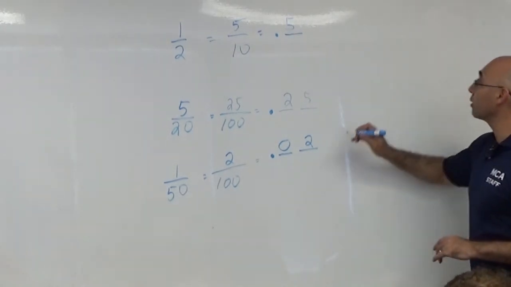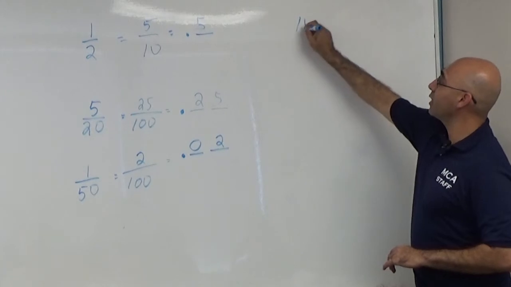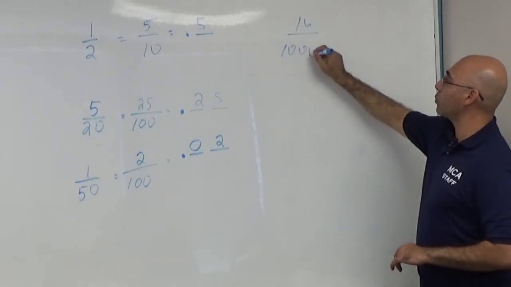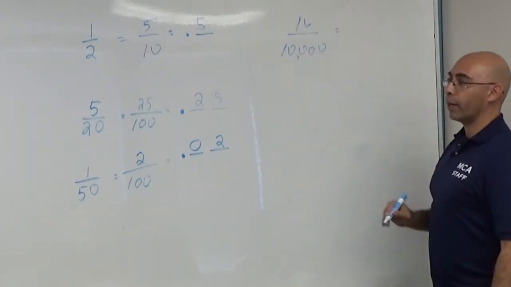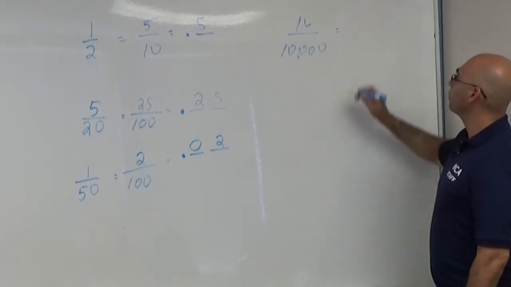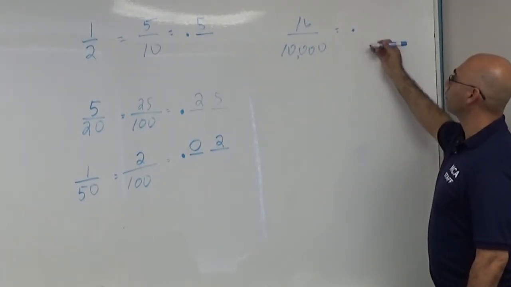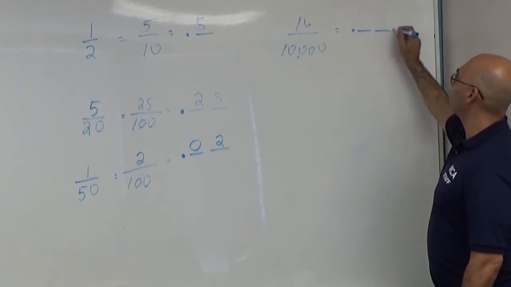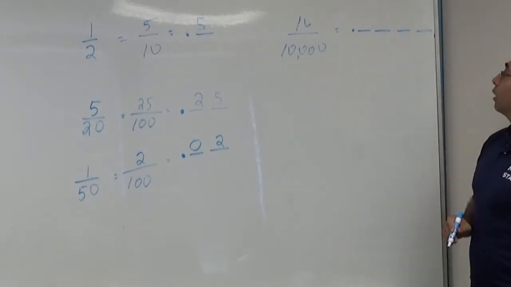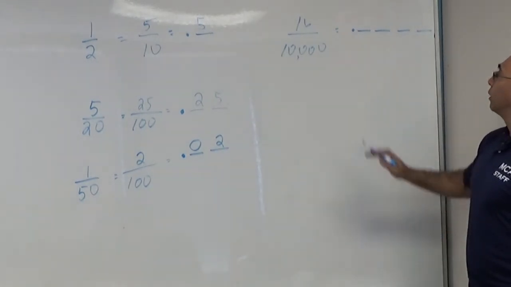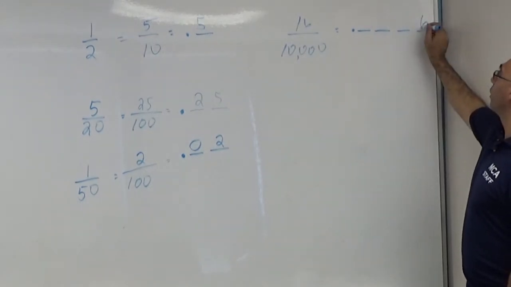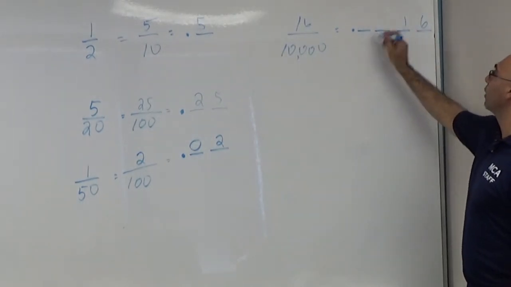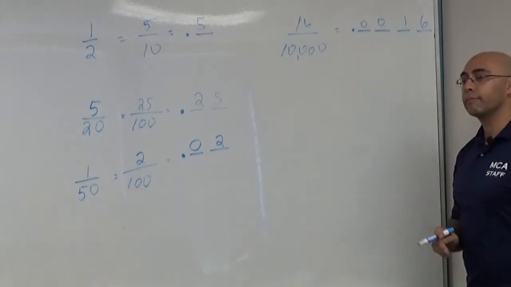So if I had 16 over 10,000, how would I write that as a decimal? How many places? 4. 1, 2, 3, 4. And where does the 16 go? 6 goes after the last one, and then 1 goes in front of it. And what do I do with these two guys? Fill with zeros. Very good.